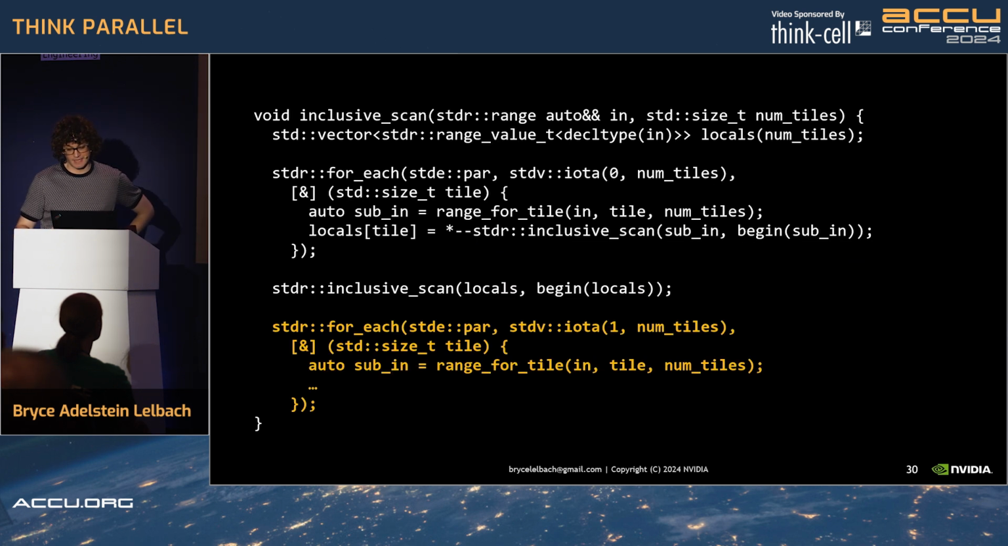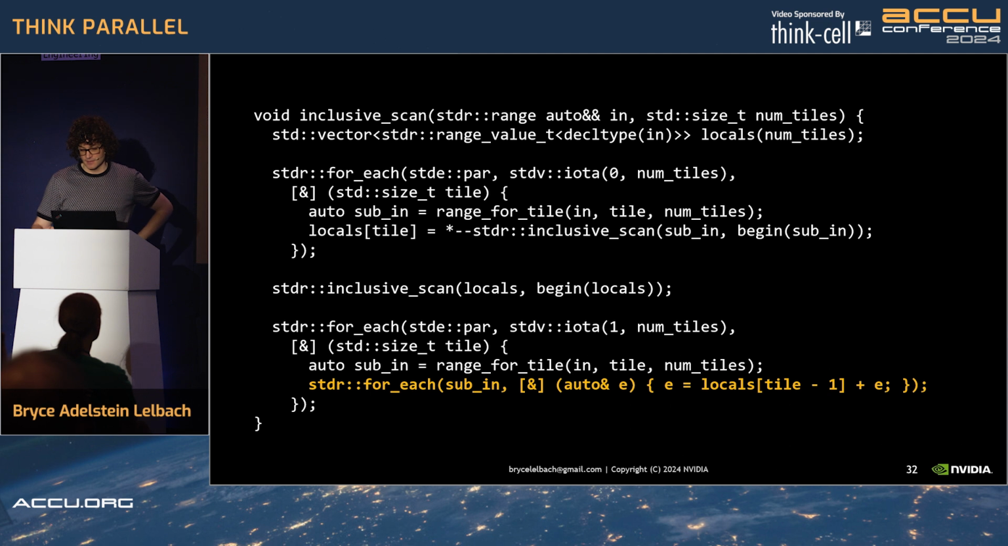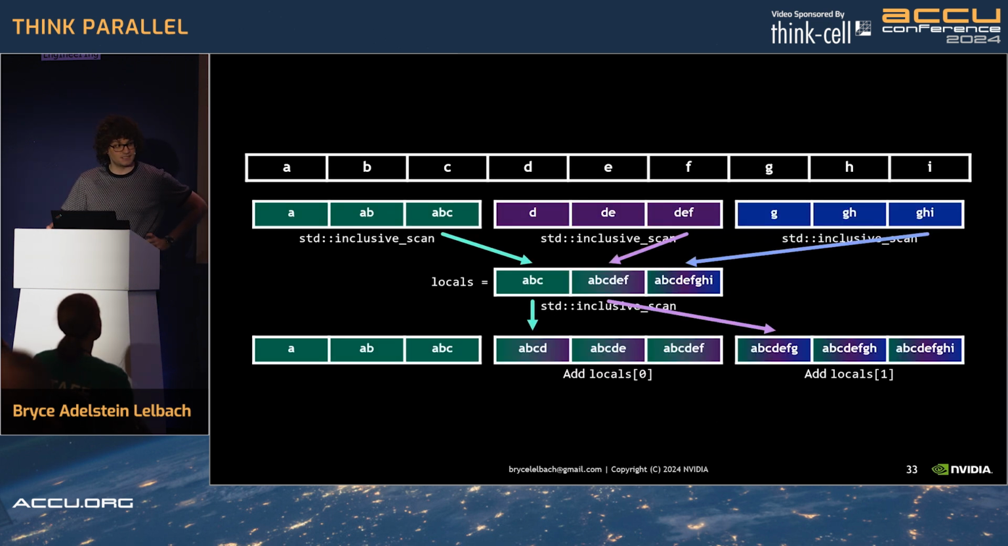Next, we need to go parallel again to update the elements in each tile with that correction value. So we skip the first tile because it doesn't need any updates. There are no tiles before it, so it already has the final results for its elements. We perform the update with a serial for each, which adds the appropriate value from locals to each element. Now note, we add the locals value on the left-hand side to preserve order. You'll notice throughout the talk that the order in which we do summation is very carefully thought out because we have to preserve the global order. So after that addition, we will have the correct result for every element.